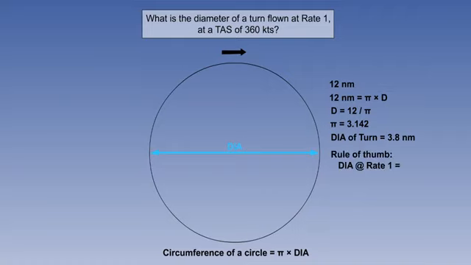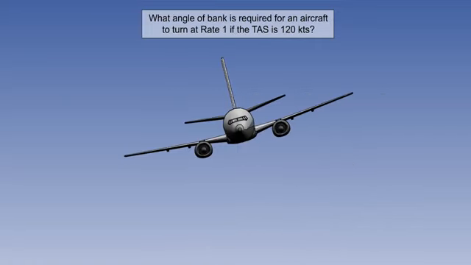We can also get an approximate answer to the same question using a quick rule of thumb method, where the diameter of the circle flown at rate 1 equals the true airspeed divided by 100. In this case, the answer to the same question would be 3.6 nautical miles.